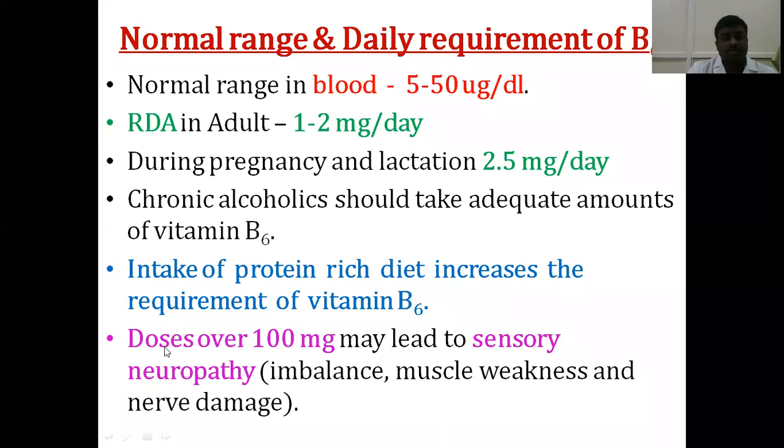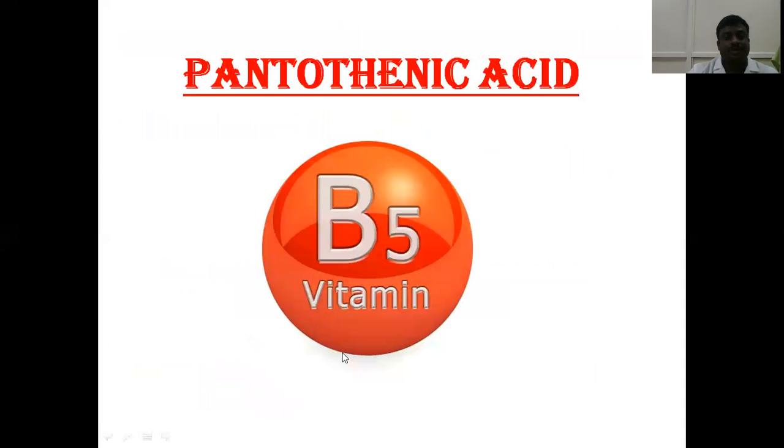Some people take 100 milligrams per day. Doses over 100 milligrams may lead to sensory neuropathy. Some people who suffer from nerve problems take above 100 milligrams of the vitamin. That may cause symptoms such as imbalance, muscle weakness, and nerve damage. So that is about vitamin B6, pyridoxine.